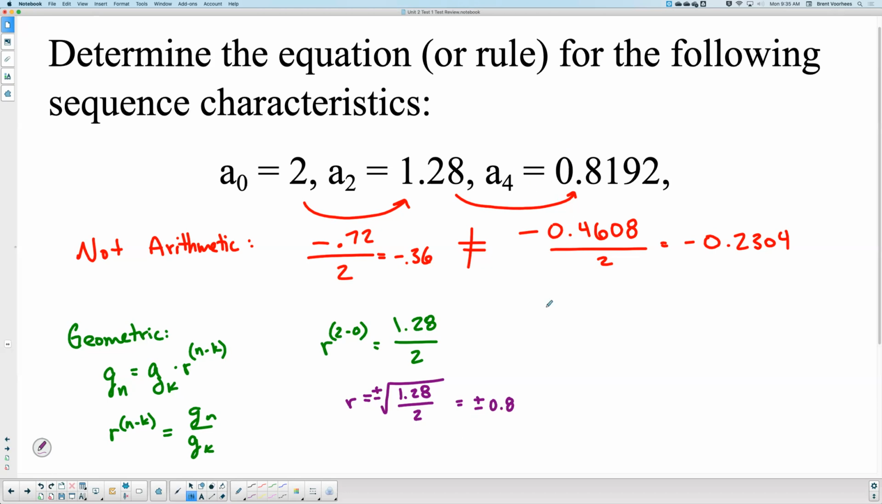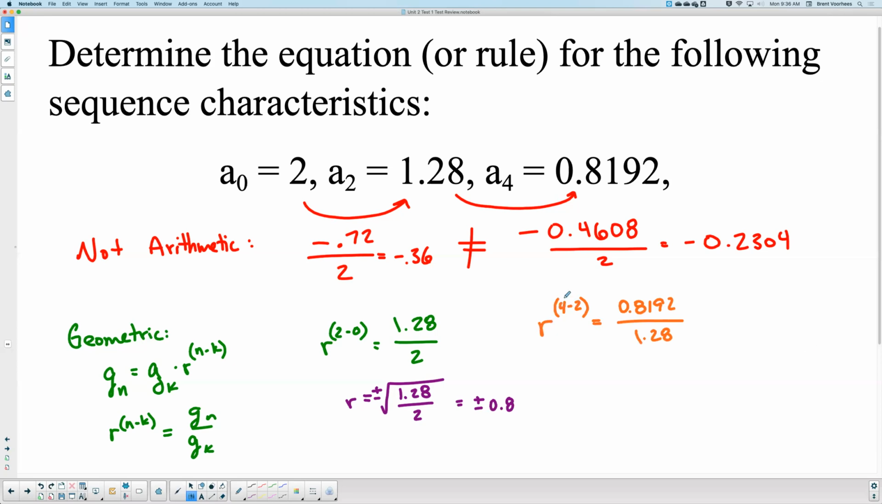Now let's test it again over here. One more time. We're going to say that this is r to the power of, between these two, what are my two powers going to be? 2 and 4. It's the n and the k. So it'd be 4 and 2. So power 4 minus 2 equals 0.8192 divided by 1.28. I'm testing to see if the r's are equal to one another. That's what I'm doing right now.